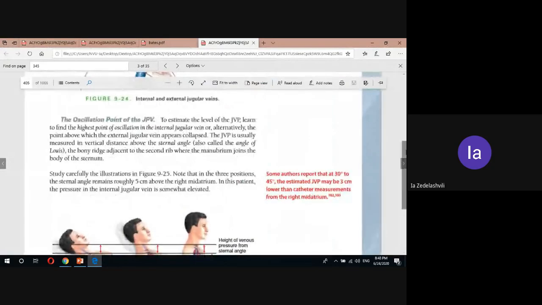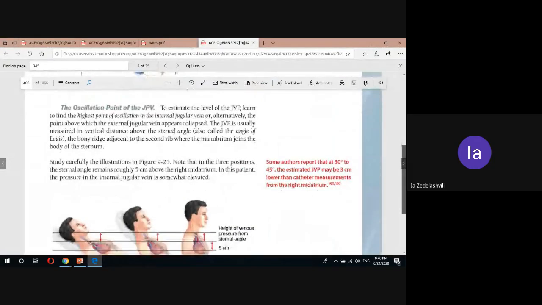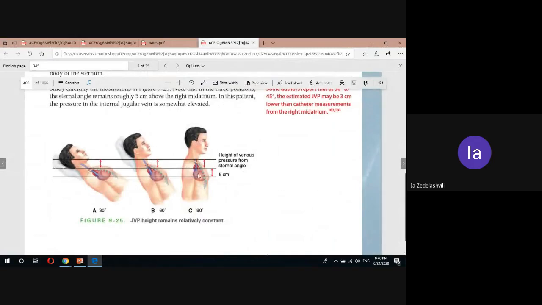Let's see, my dear. Your patient, here you can see, is staying or sitting at 90 degrees. See how hard it is. So, the height of the venous pressure from the sternal angle, my dear, see? If you are lying at 60 degrees and if you are lying at 30 degrees, not very deep changing exists here. These lines and these main points are at the same distance.